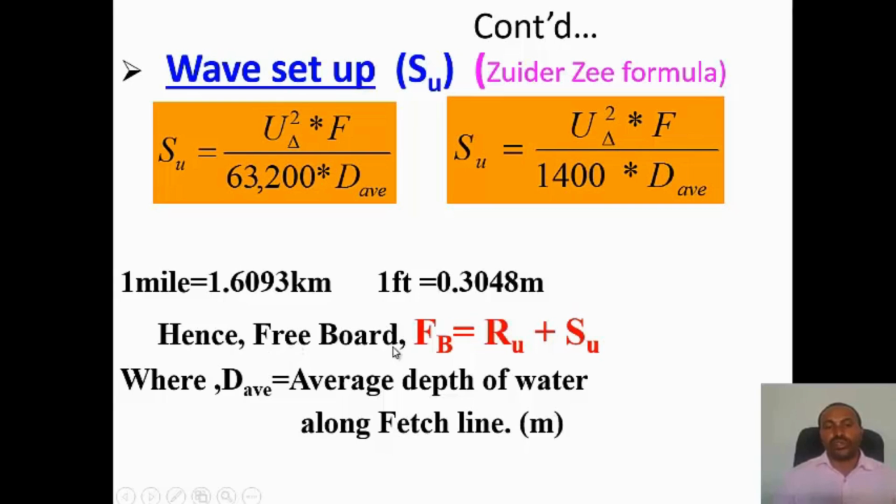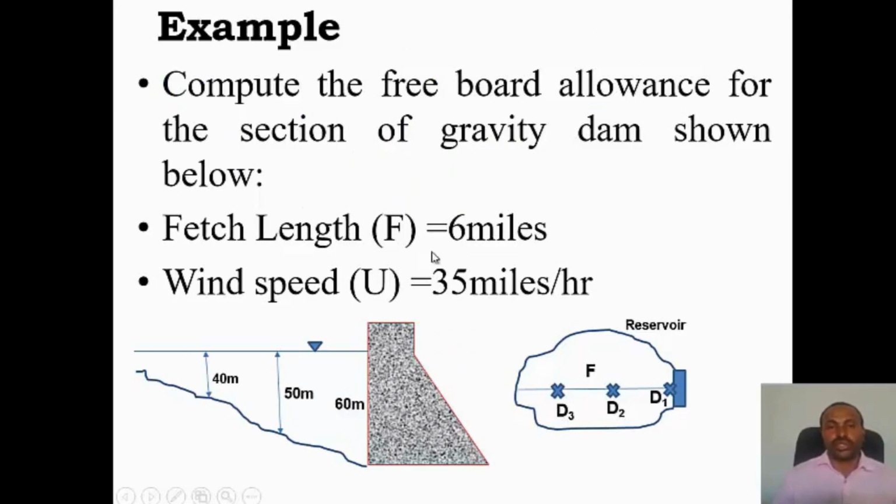So total freeboard just due to wave action is RU plus SU, wave run-up plus wave setup. Then you can add other parameters, such as the inflow and outflow hydrograph, flood emergency, and gauging station or rating curve, etc. You can add some height, then you will provide the total freeboard for the dam structure. The average depth is the average depth of water along the fetch line. So this is an example of how to calculate freeboard due to wave action.